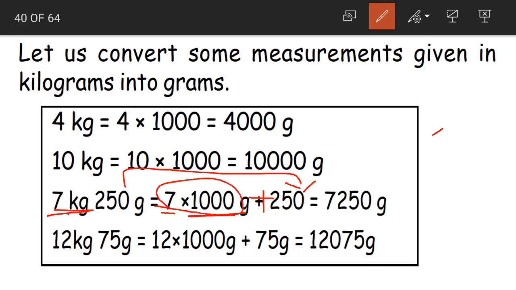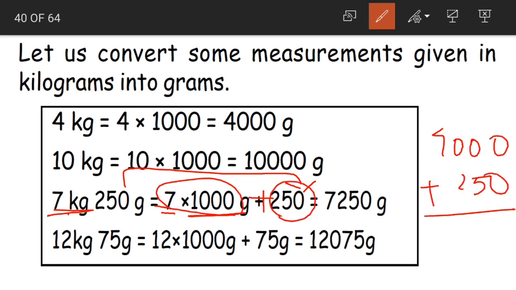Now 7 into 1000 is equal to 7000 plus 250. When we add, we have 7250. And what is the unit of measurement? Are these kilograms? No, these are now grams. We have multiplied by 1000, so the answer is in grams now.